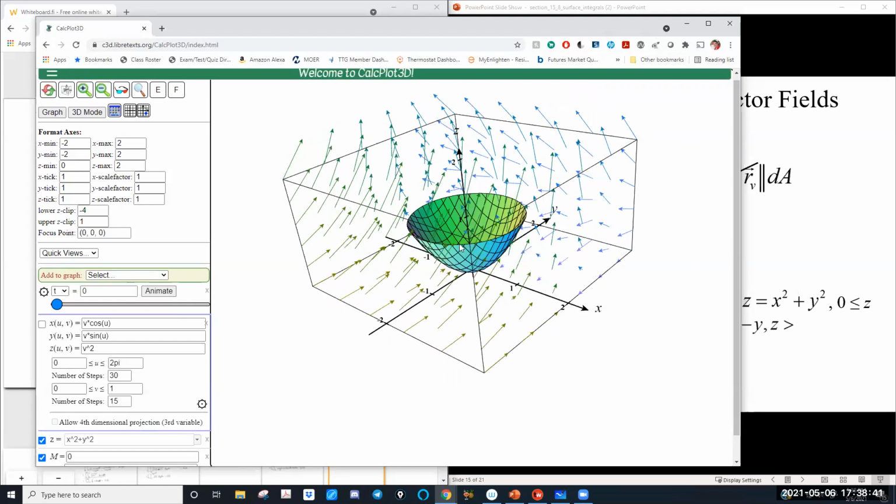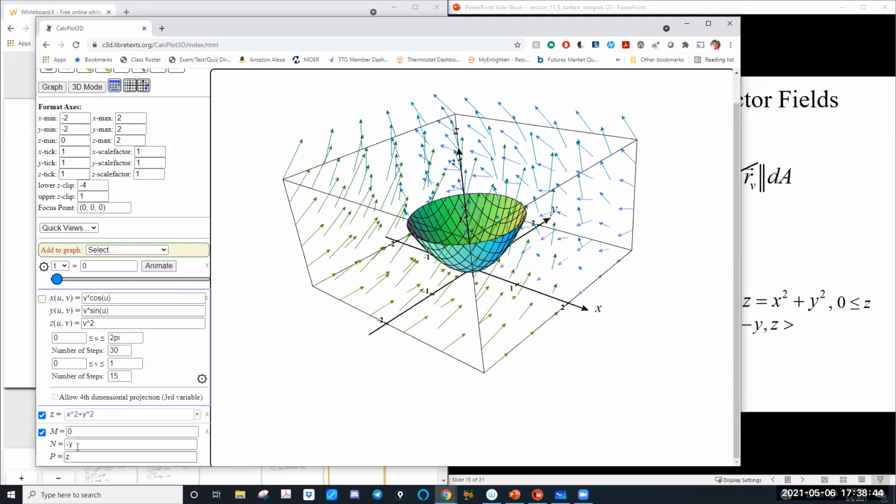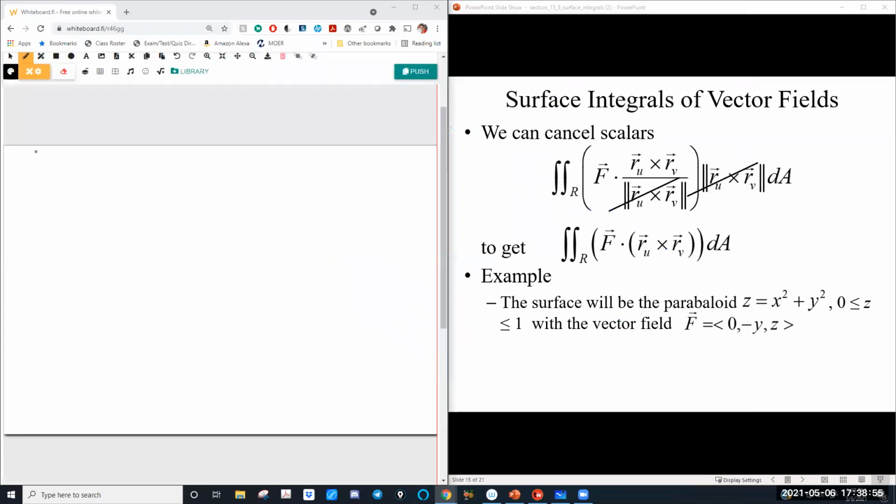I know it might be hard to see, but all I did was put in the vector field right here, and then I put in the function x squared plus y squared. I'll bring that back over here in a sec. So our function is z equals x squared plus y squared, and our vector field is 0, negative y, z. That's all well and good, but the formula I gave is for a parametrization. Well, this is actually the surface we parameterized last time.